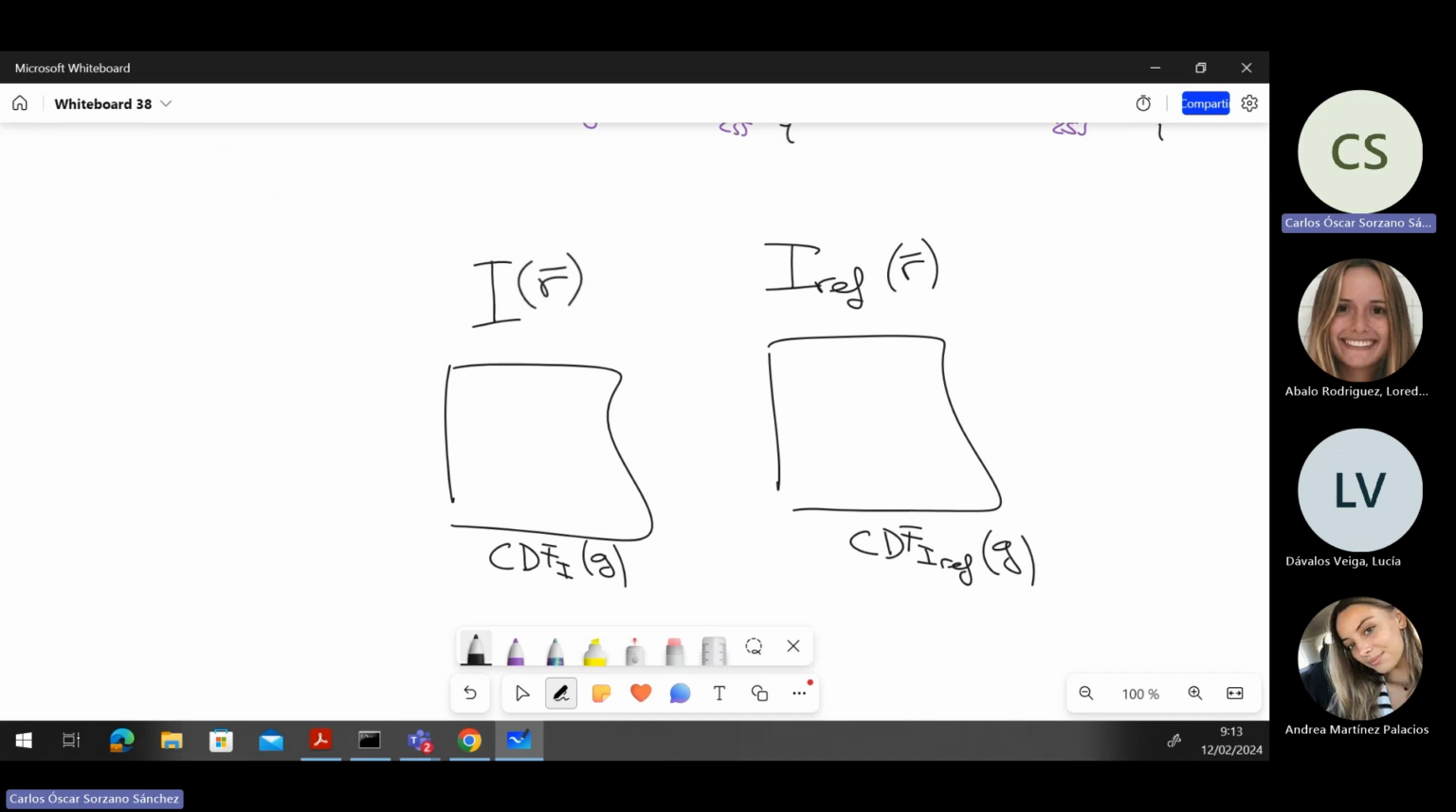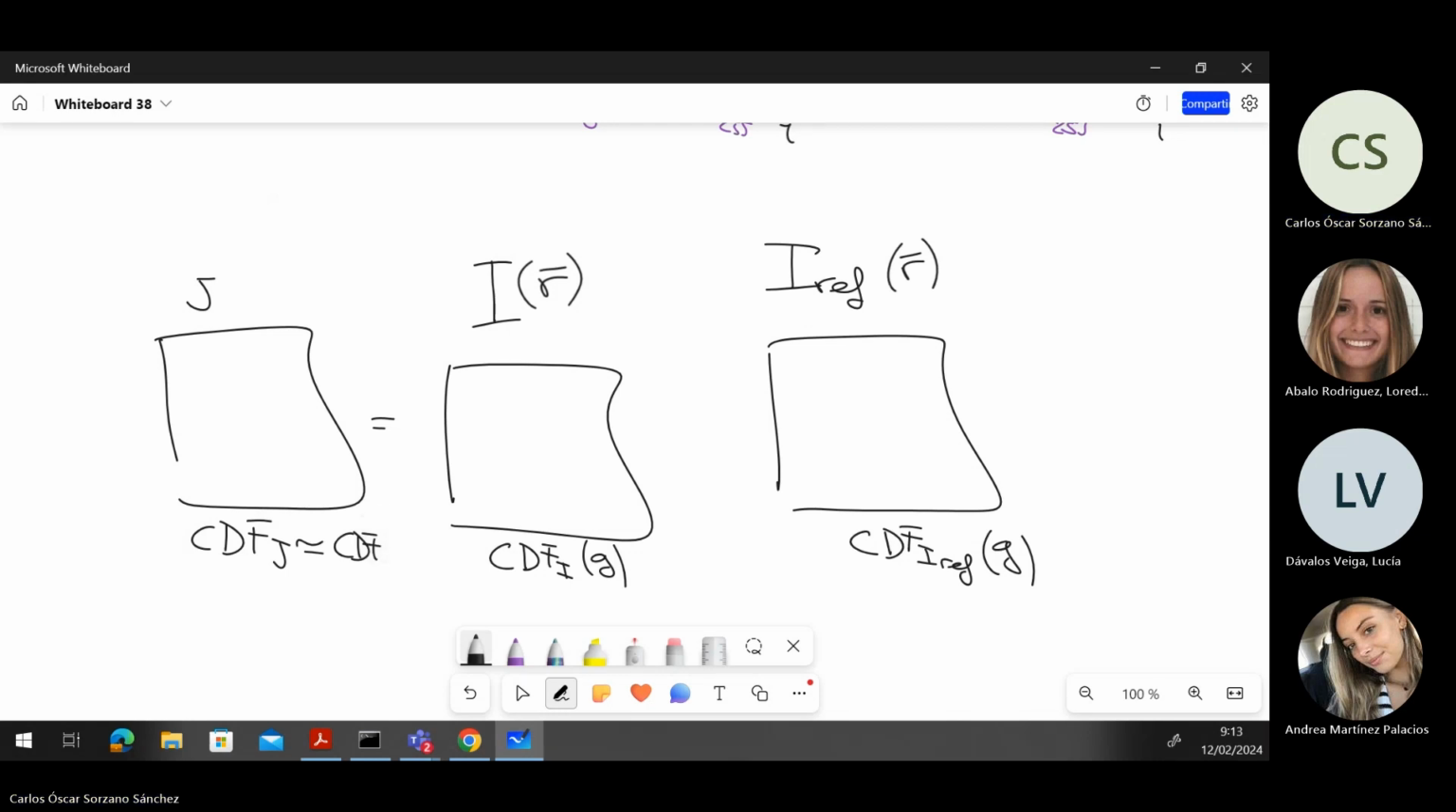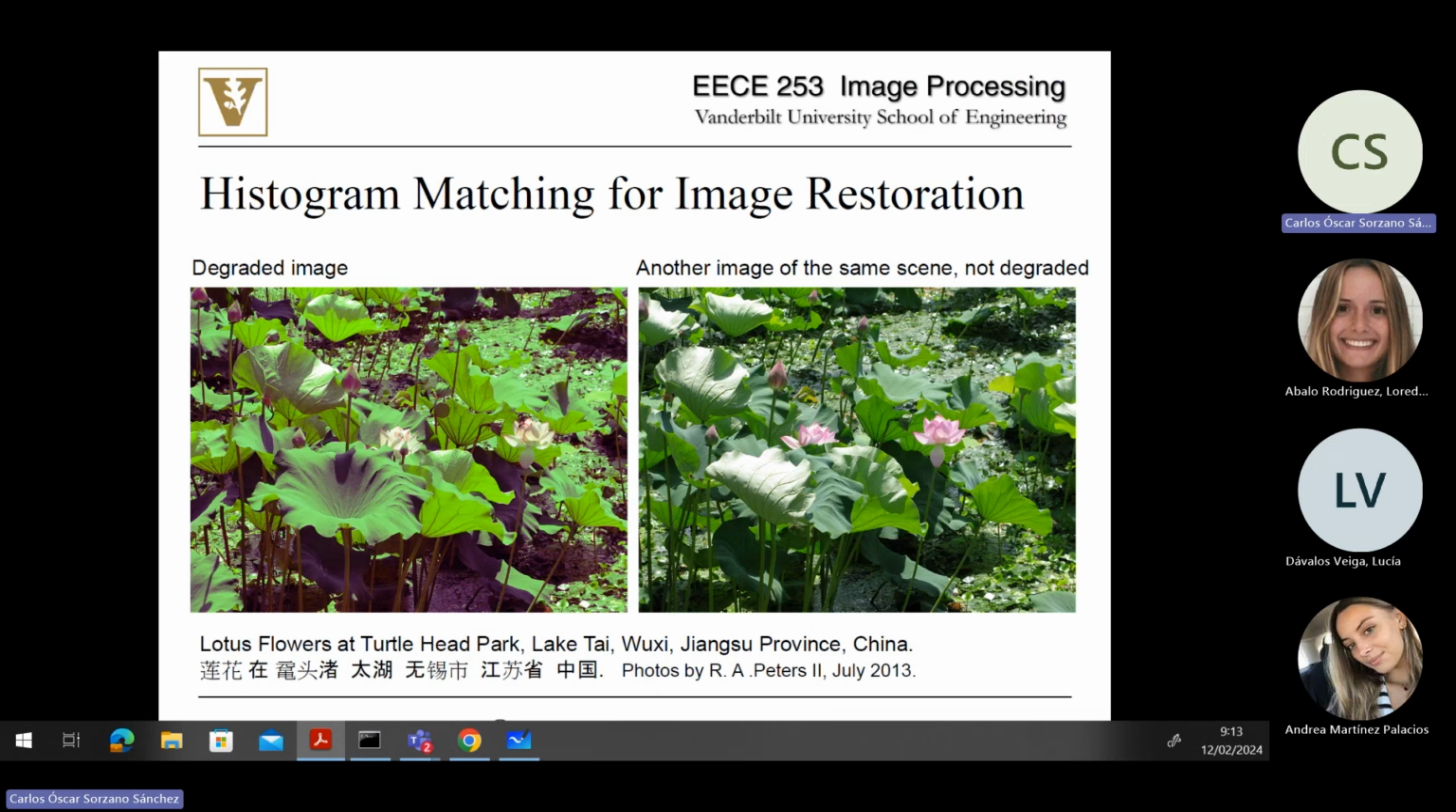Okay, so now what I want is to construct a new image that we call J. And I want to construct an image in such a way that the CDF of J is similar somehow to the CDF of I. This is my goal. And I want that because one of my cameras, the colors were degrading.